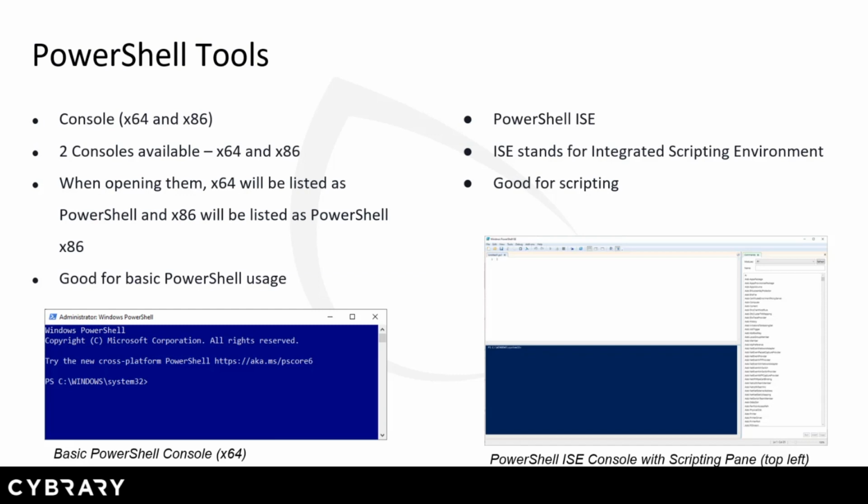First, let's talk about PowerShell tools. In order to use PowerShell, you have to use one of the tools. There are a couple main tools that are loaded into Windows instances. The first one is Console. There's an x64 and an x86 version, so there's a 32-bit and a 64-bit version. When opening them, x64-bit is usually listed as just PowerShell, and x86 is usually listed as PowerShell x86.